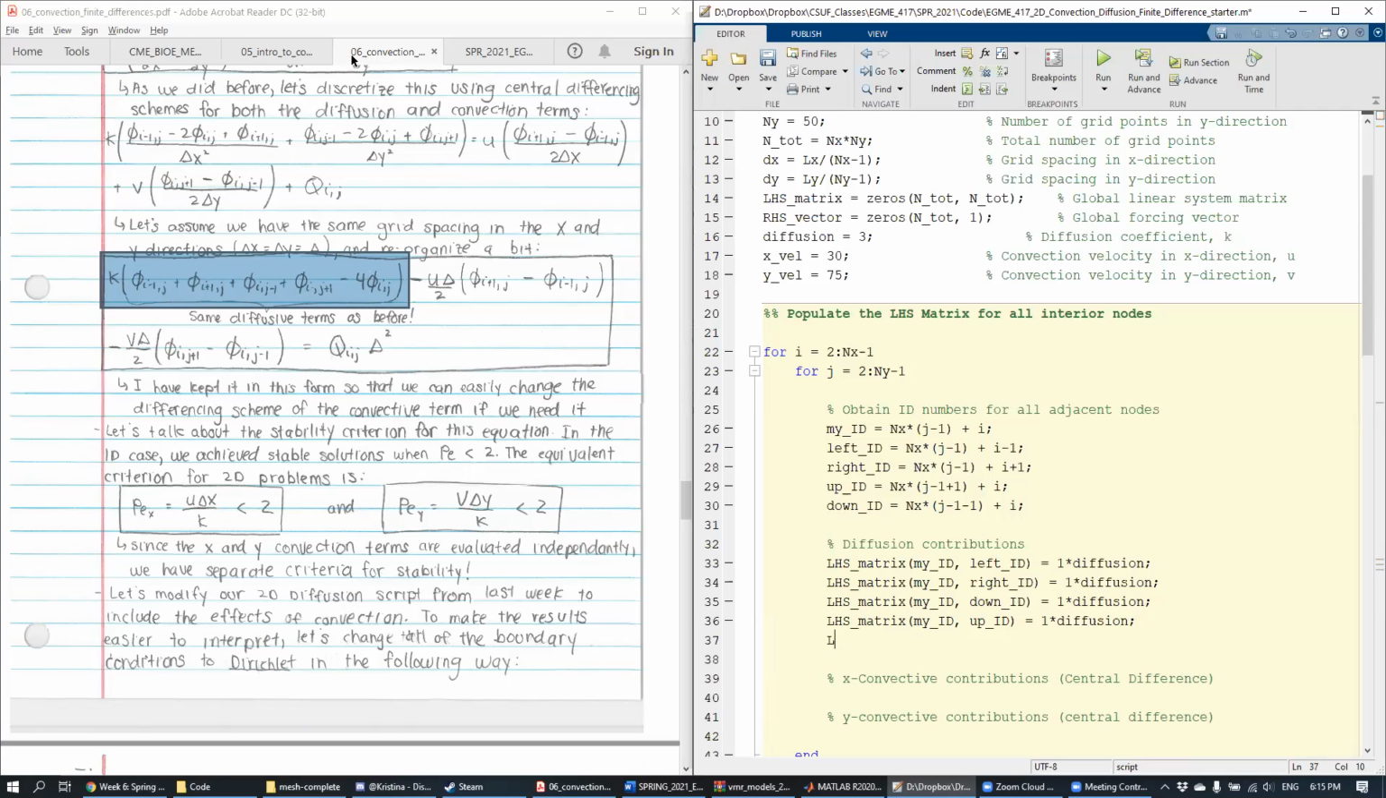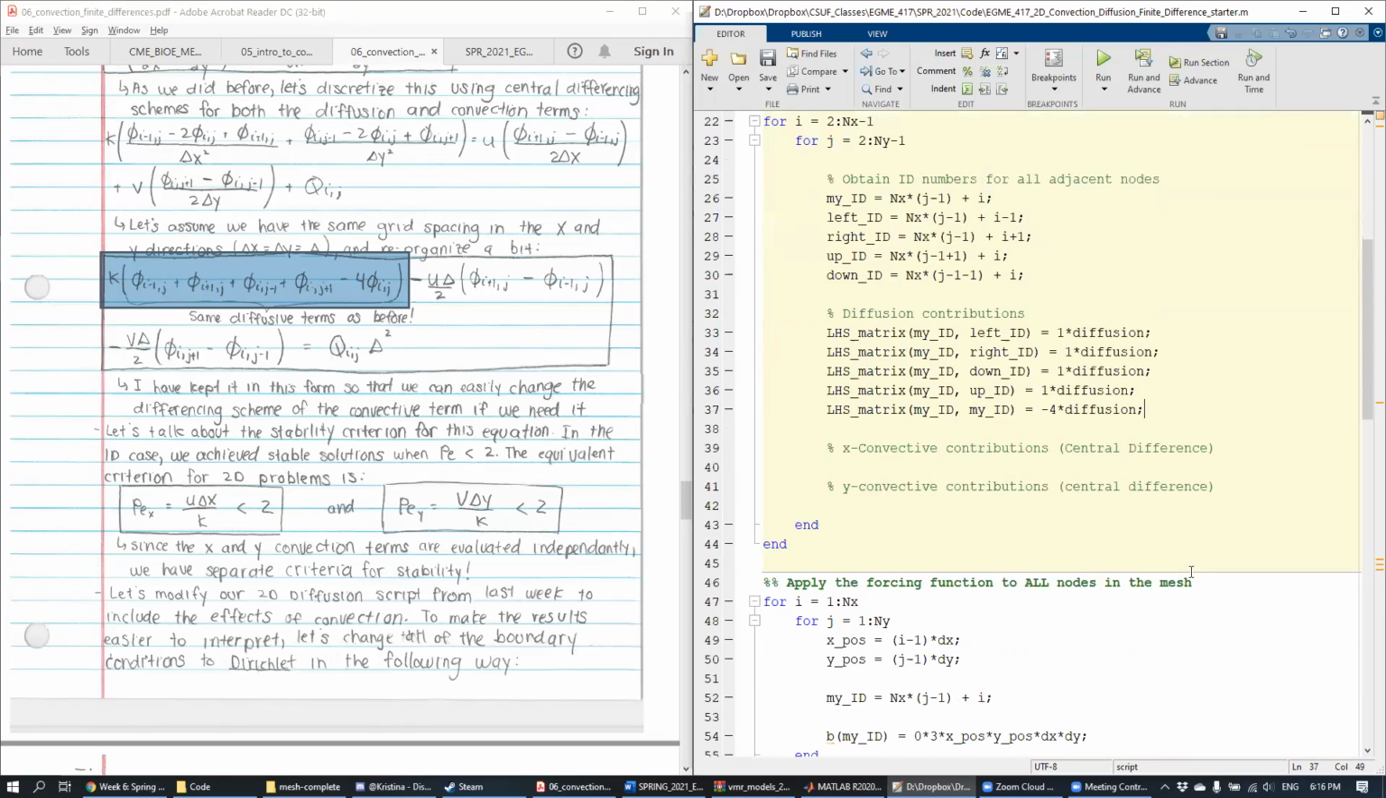And so that takes care of all the neighbor terms, and now we need to do this -4 for my ID. So we do left-hand side matrix at my ID, comma my ID is equal to -4 times diffusion. We're simply extracting out the coefficient in front of this term. So it's -4 times diffusion.